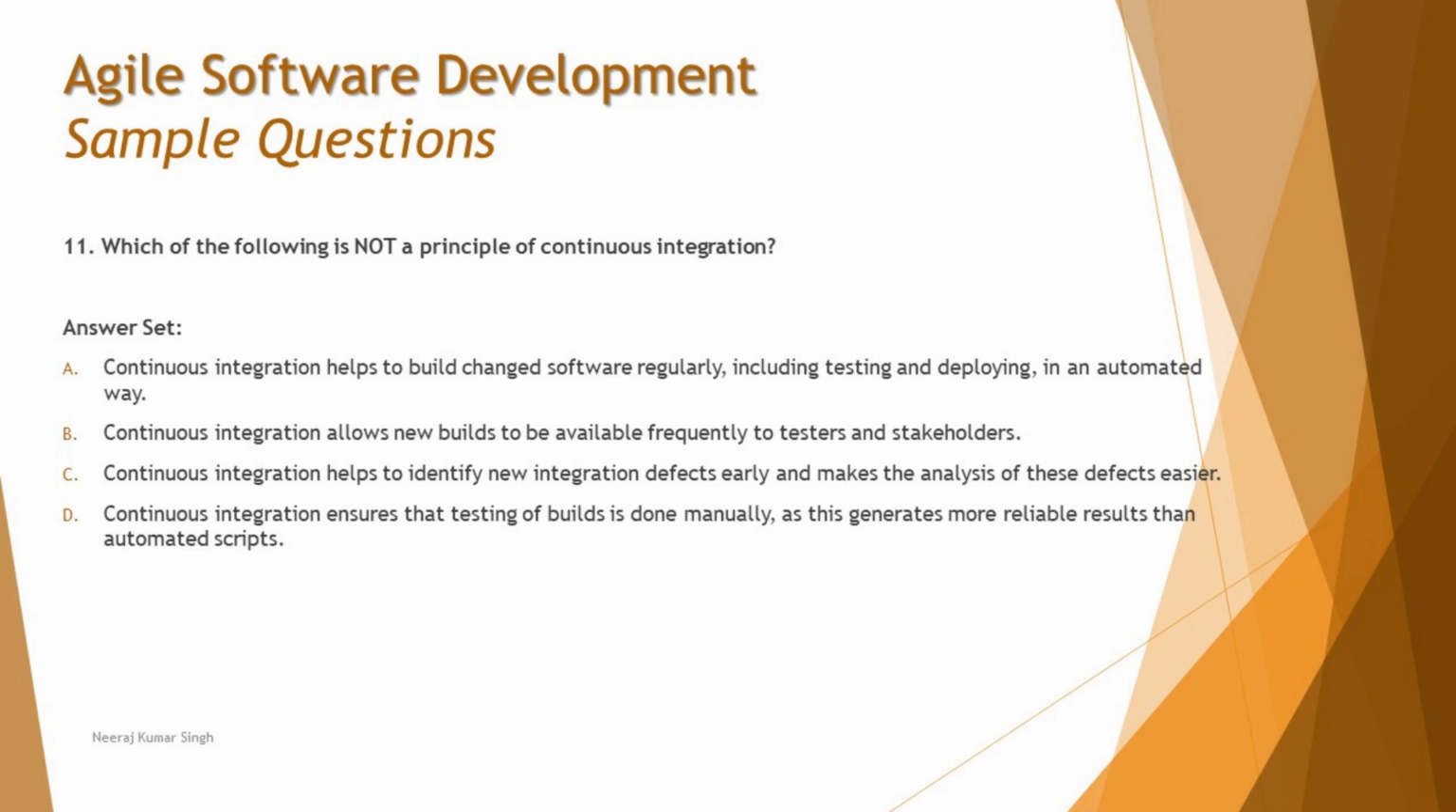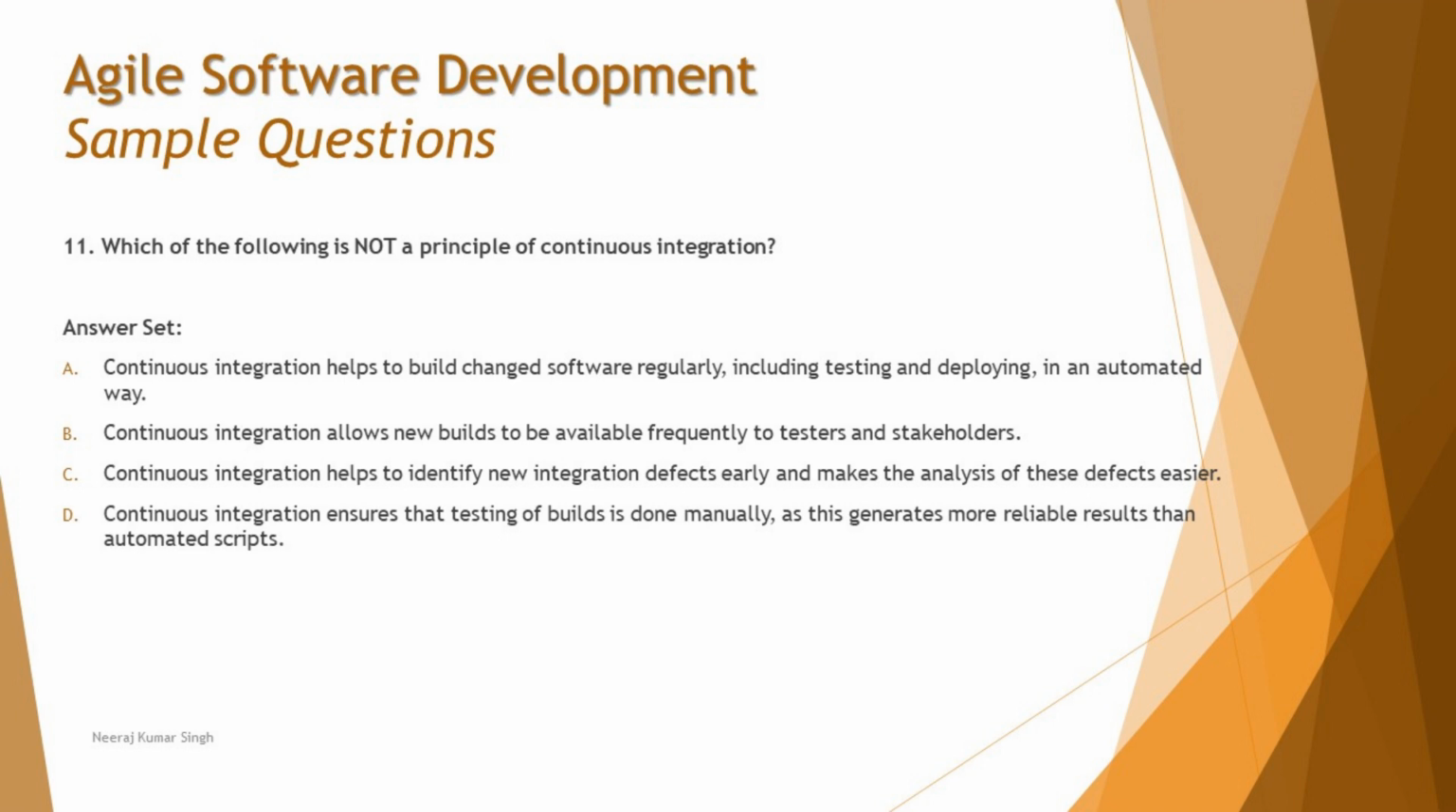While talking about C, continuous integration helps to identify new integration defects early and makes the analysis of new defects easier. Of course, because it's so frequent and it just happens in bits and pieces, it helps us to identify defects much earlier, as in when the code is checked in. So continuous integration practices enable developers to integrate and test their work constantly, so the errors in the code can be detected rapidly and much earlier in the life cycle.